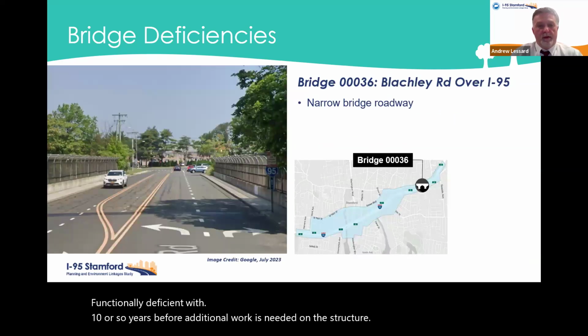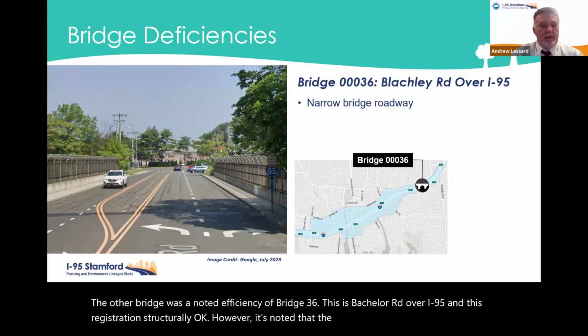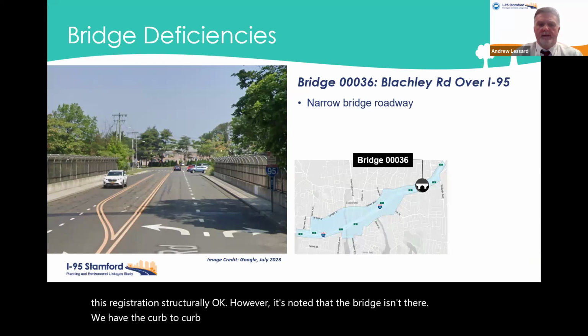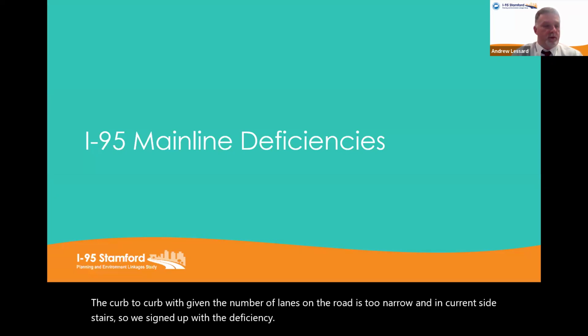The other bridge with the noted deficiency is Bridge 36. This is Blatchley Road over I-95. This bridge is structurally okay. However, it's noted that the bridge has a narrow roadway width, being that the curb-to-curb width, given the number of lanes on the road, is too narrow given current design standards. So we flagged that one as being a deficiency. Now I'll turn it over to Emily, who's going to talk about some of the roadway deficiencies on the mainline 95 and then also on the local roads.